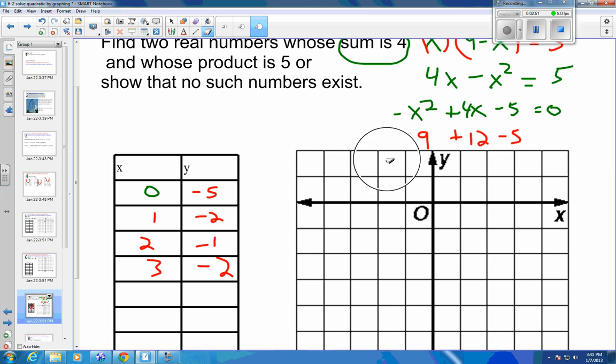And we'll try one more. So we make sure we've got the whole thing symmetric. So we'll go 4. So this is going to be negative 4 squared is 16. 4 times 4 is 16 minus 5. So 16 minus 16, this is minus 5. And you can see we've got our matching points, so we are symmetric. So 0, negative 5. 1, negative 2. 2, negative 1. 3, negative 2. And 4, negative 5.